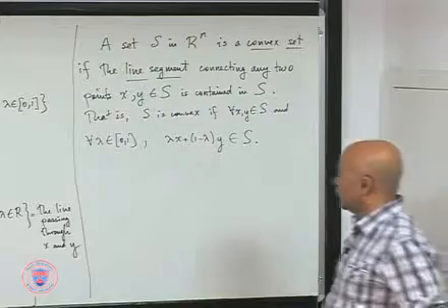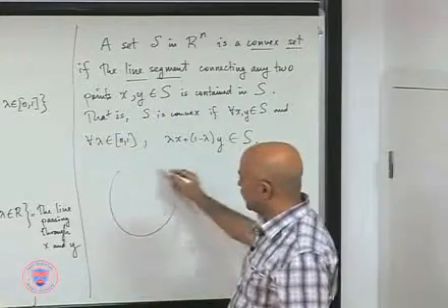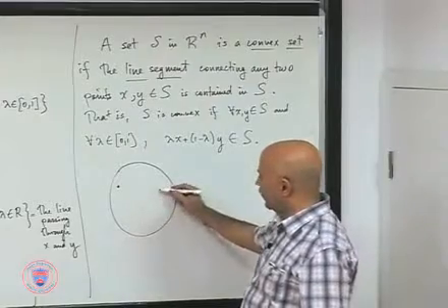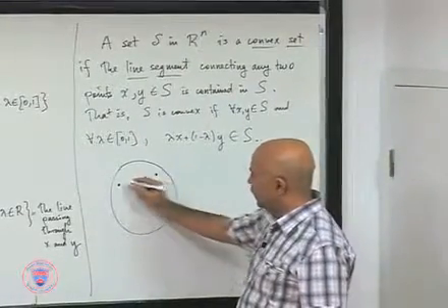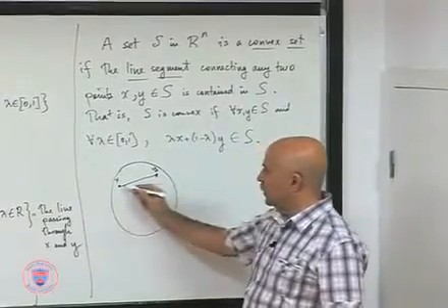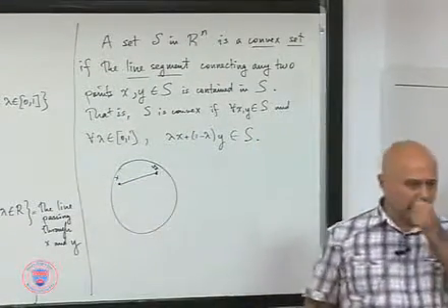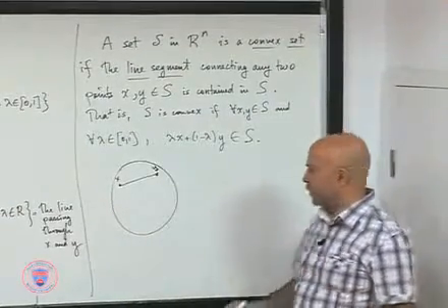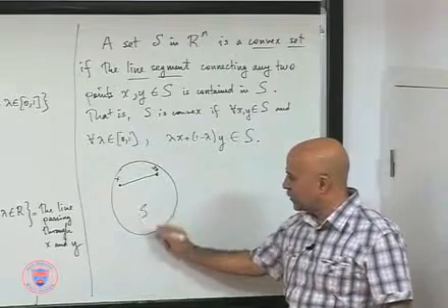Okay. So here's a convex set, because if you pick any 2 points, x and y, inside the set, and look at the line segment between them, it lies entirely within the set. And this is true for any choice of x and y. So this set is convex.